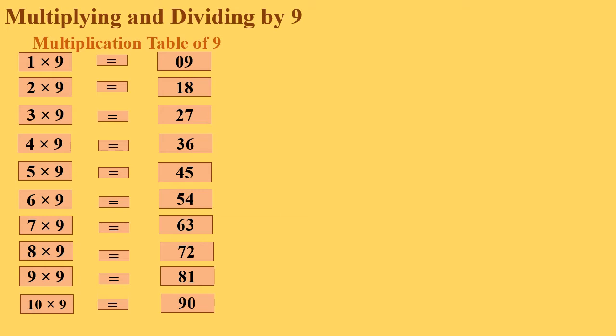Here 9, 18, 27, 36, 45, 54, 63, 72, 81 and 90. Here this 9 times table, there's an easy way to write. When you are writing this 9 times table, there's an easy way to write it, okay?